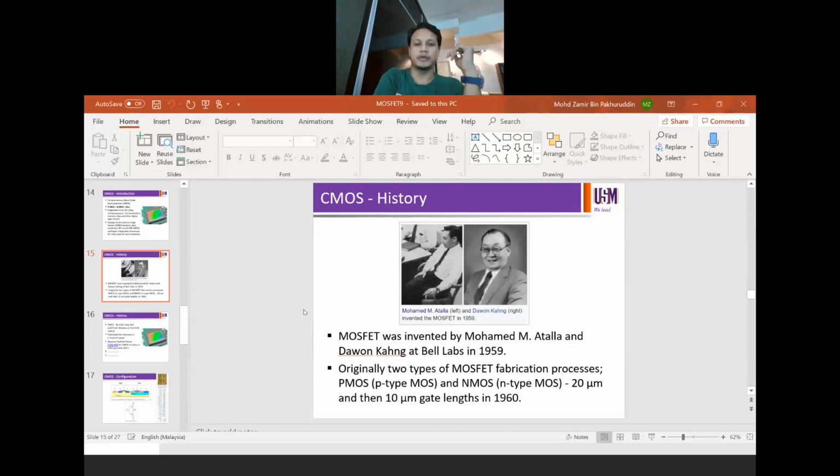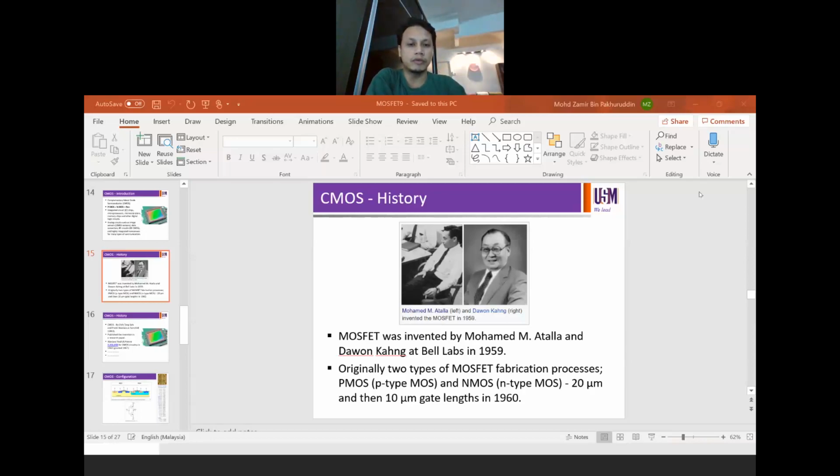The MOSFET was invented in Bell Labs back in 1959 by these two scientists, Atalla, an Egyptian, and Kahng, a Korean. Back then, in 1959 and the 1960s, the gate length or gate dimension of the PMOS and NMOS was in the region of 20 micron and 10 micron. That means it was so huge back then.